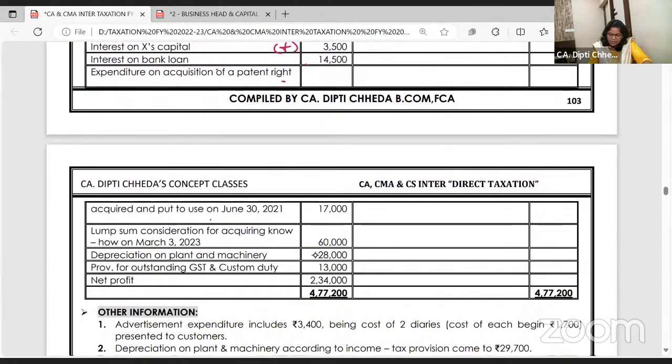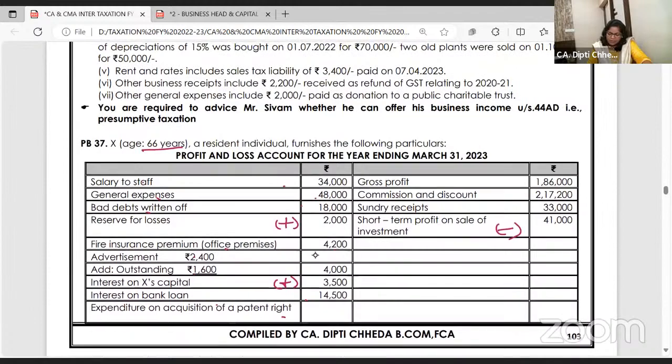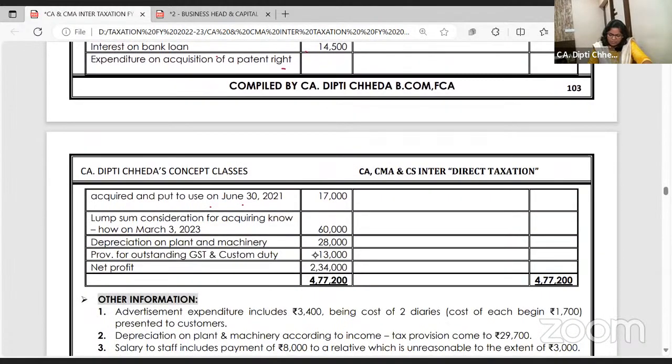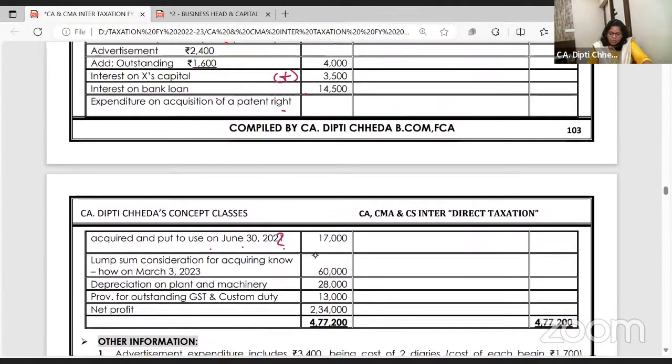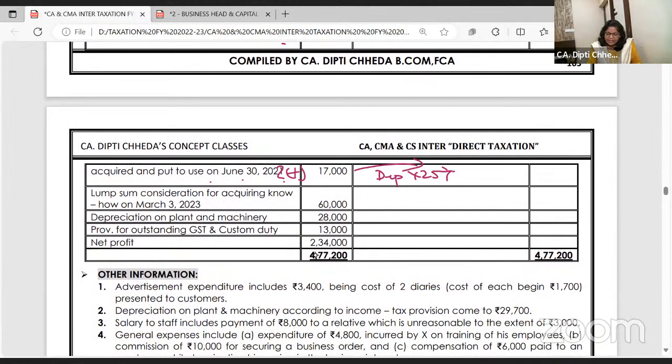Expenditure on patent and copyright. Okay. You have taken this in, oh, this date is wrong. This is June 22. So is this 17,000 a capital expenditure? Yes. So add back karo. But on this, can you claim depreciation at 25%? Yes. See, by mistake, they have debited capital expenditure in the P&L account. 17,000. So add back 17,000. And deduct what? Depreciation.